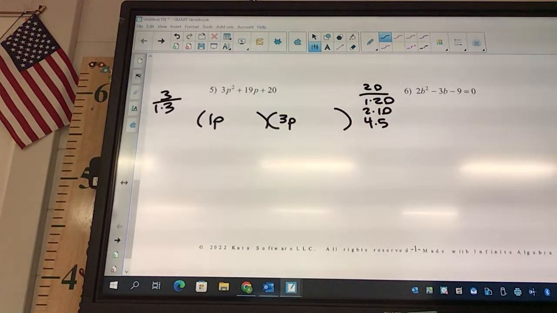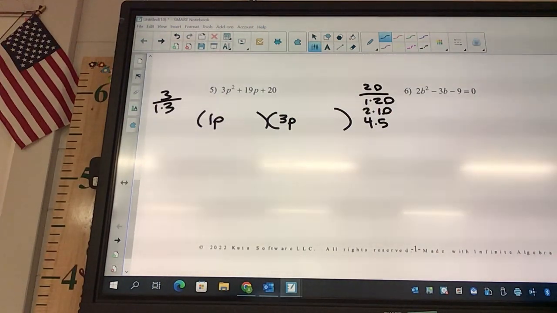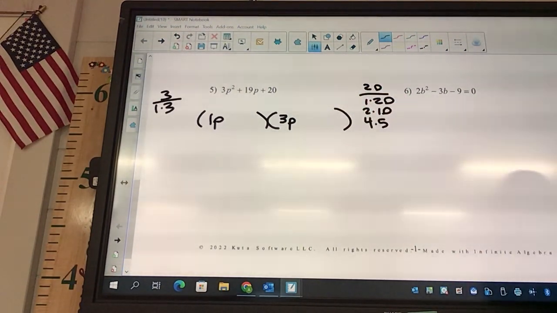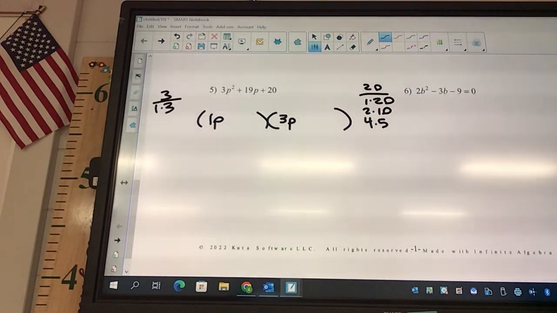How many options do we have? 6. Okay, because you can do 1 then 20, or 20 then 1. Okay, so our number is 19. Okay, that's what we're trying to get to, a 19. So what do you want to try first? 1 and 20?